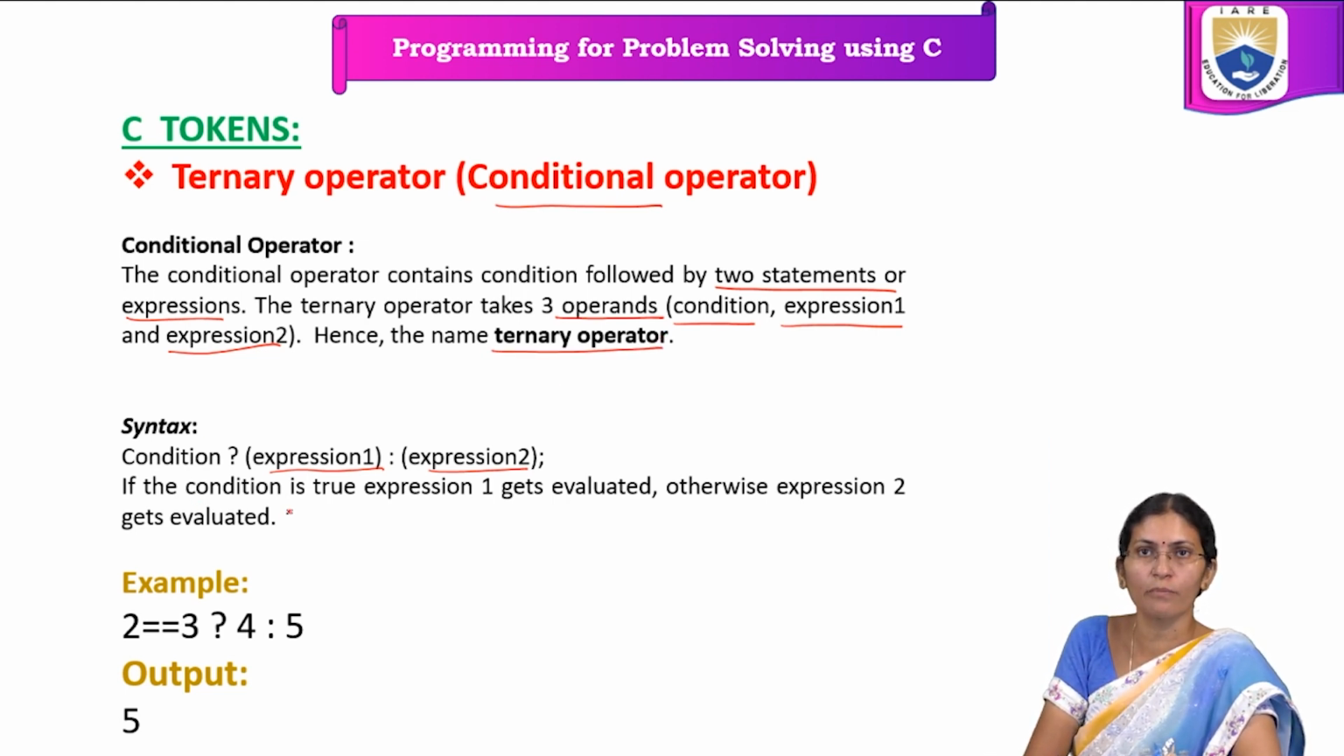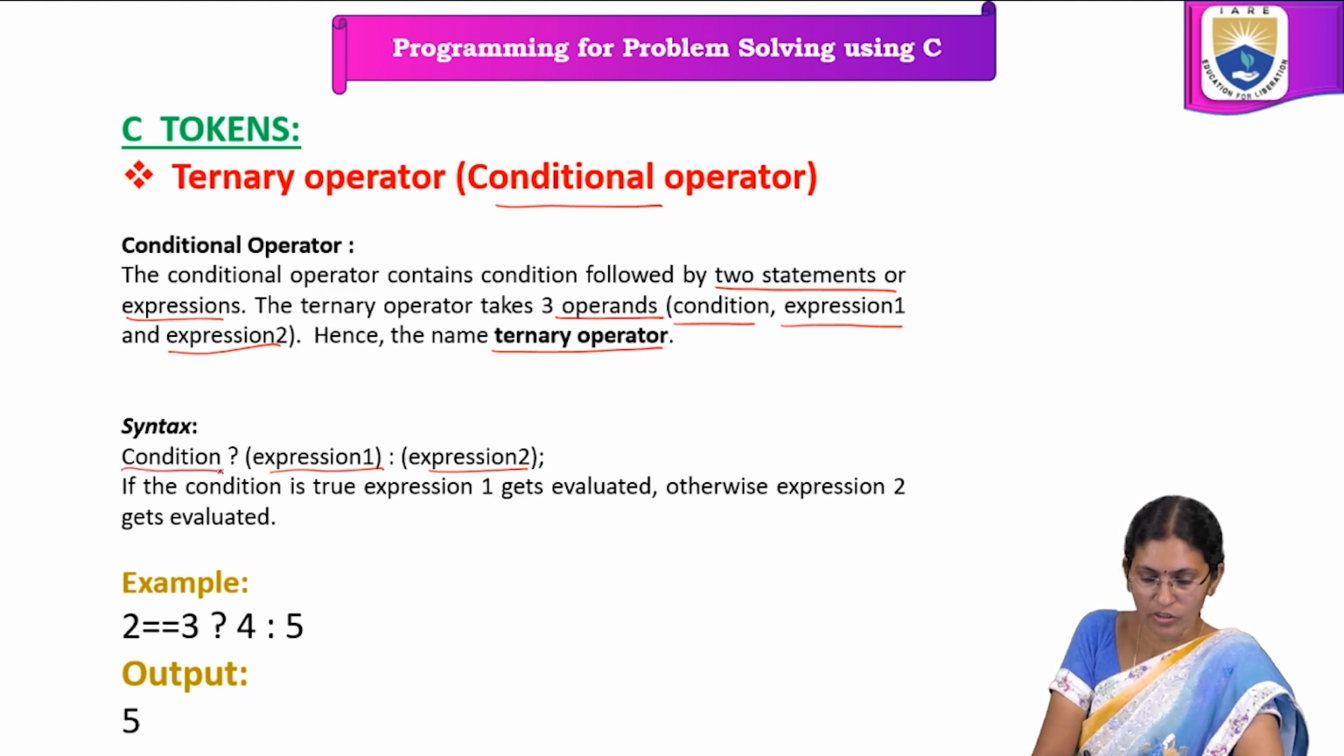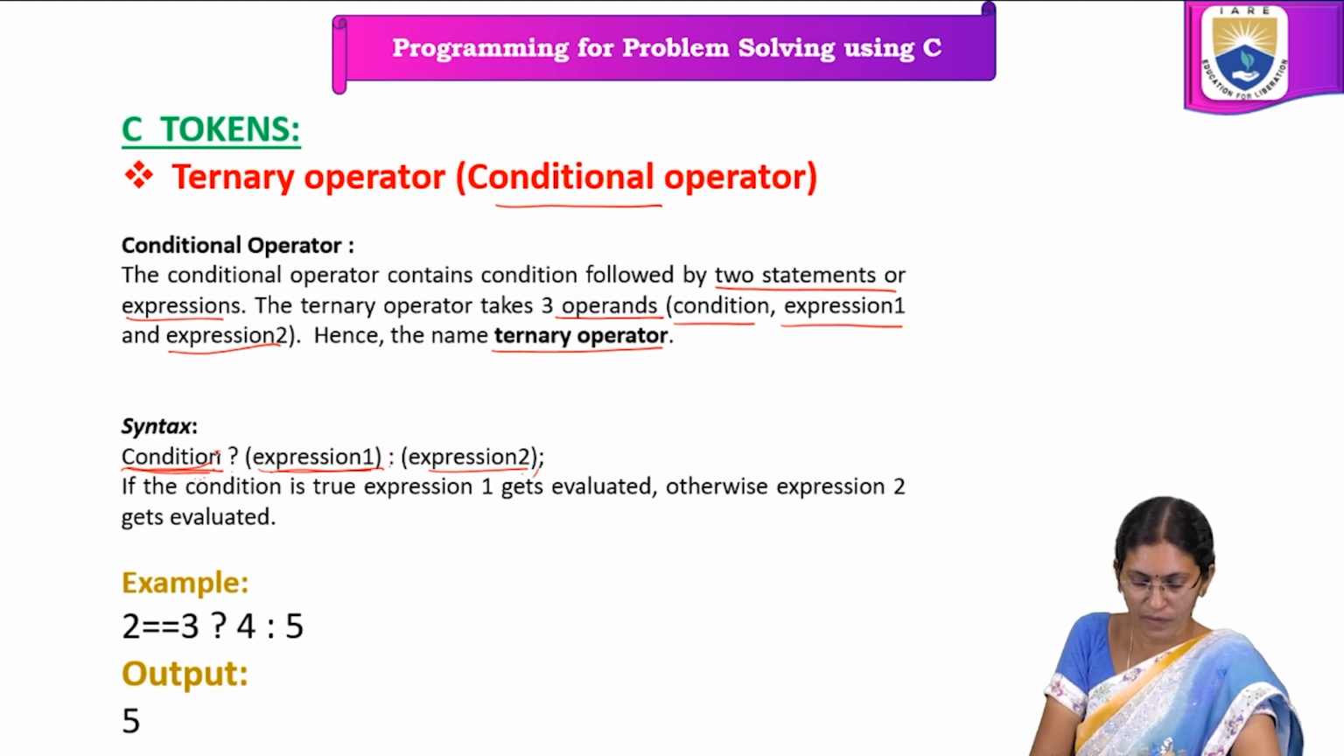The syntax to apply the ternary operator is: condition followed by a question mark, then expression 1 followed by a colon, and then expression 2. Last we have a semicolon. Whatever the condition is, it will be a logical expression which will involve logical operators. This condition will return either true or false. If it is true, expression 1 will be evaluated. If the condition is false, expression 2 will be evaluated.